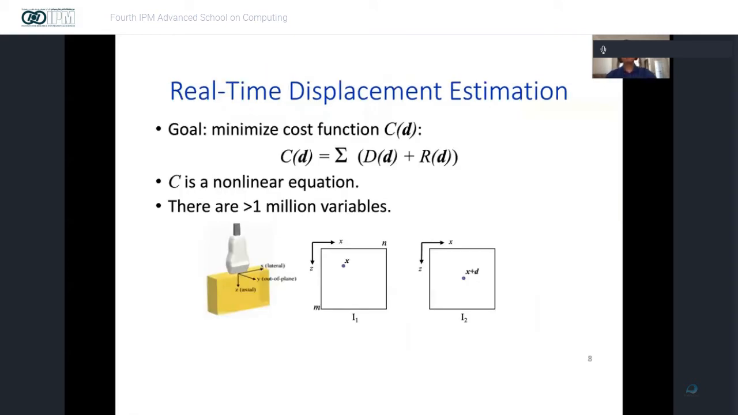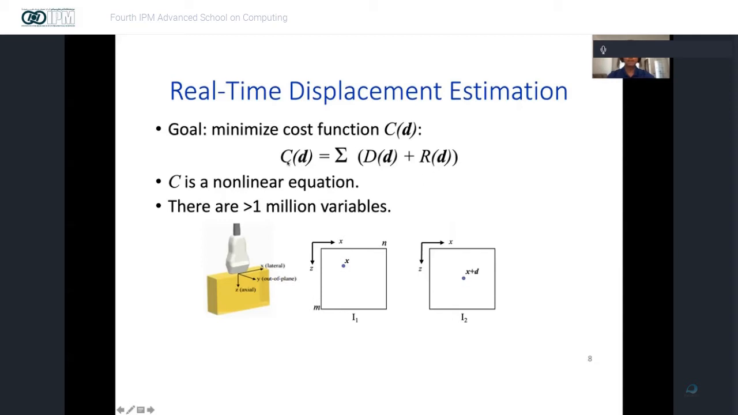So we basically formulated this as an energy minimization problem. We say that we have a point here, X, which has moved to the new location, X plus D, and our goal is to find D. In order to do that, we formulate this cost function, which has a data term and a regularization term. Basically, the regularization term enforces some smoothness on the displacement field.